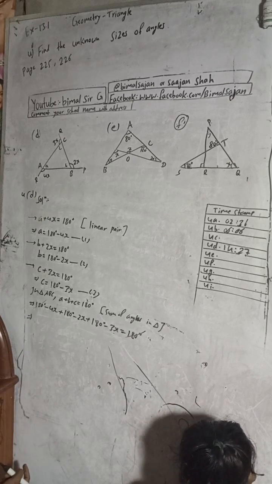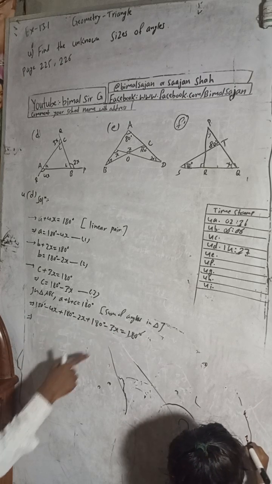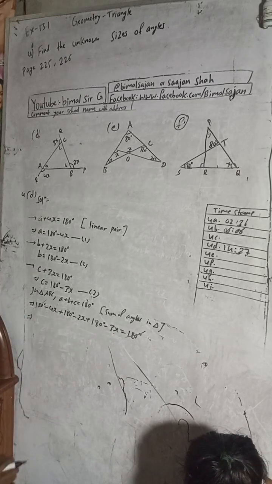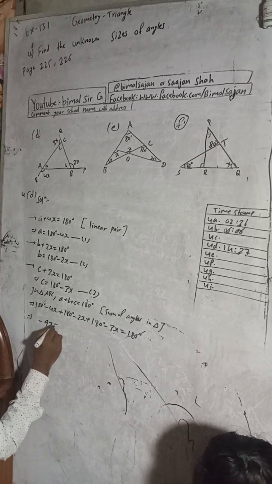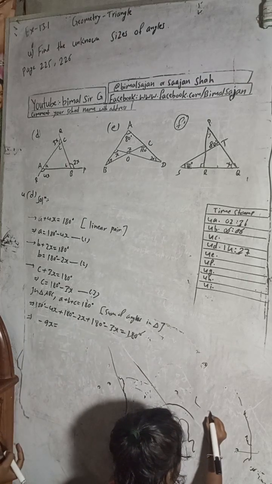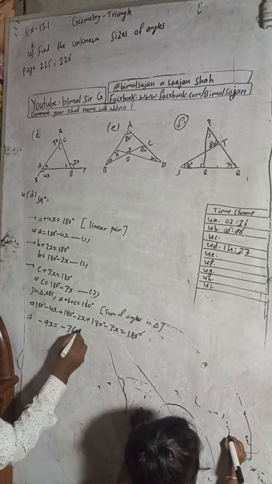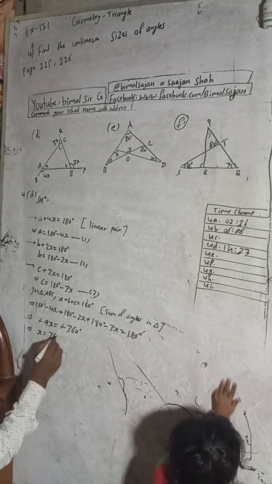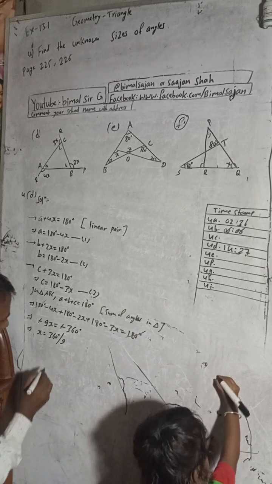Now we can add 4x, 2x and 3x. These are all negative, so adding them, 4, 2, 6, 7, 8, 9, we get minus 9x. And when we add 180 and 180, this will be 360. When it goes to that side, it will be minus 360. The minus cancels, and we get x is equal to 360 divided by 9.